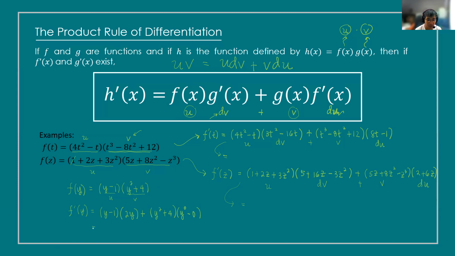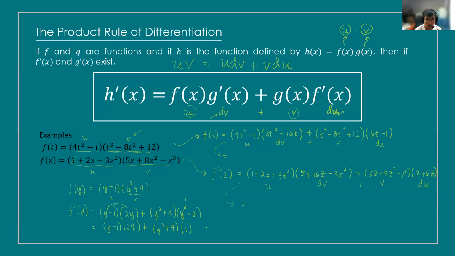So this would give us y1, y minus 1, 2y plus y squared plus 4. Then 1 minus 0, so this one is equal to 1. So times 1 na siya, or you may not write 1 anymore. So next is you expand the equation. Since this one is binomial times 2y, distribute 2y to each term.